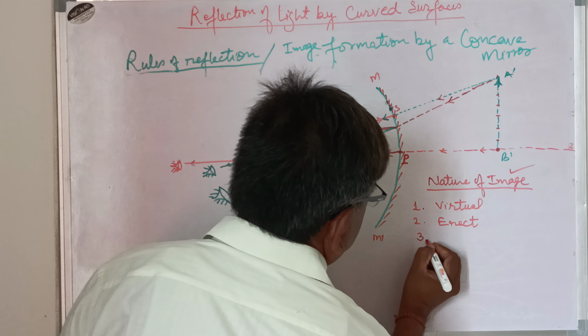In all the other five cases, this is the second case. The virtual image is only in the first case, when the object is within the focus, and in all the other five cases this thing will be fixed, because the reflected rays will actually meet and cut each other. So the image will be real and inverted. So this was the second case.